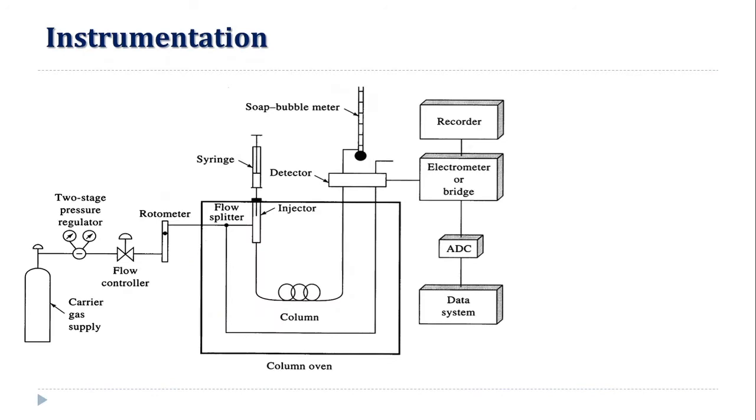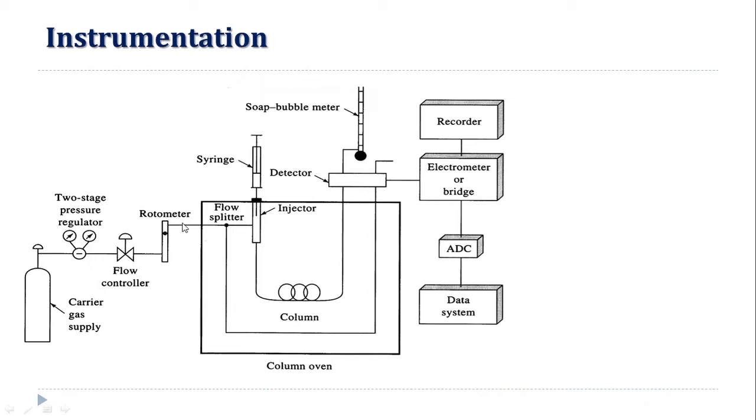So this is the block diagram for the instrumentation of gas chromatography. In gas chromatography, gas acts as the mobile phase. This is the cylinder which contains a carrier gas which carries the solutes along with it. That's why that mobile phase gas is called the carrier gas. The cylinder is attached with a two-stage pressure regulator, which regulates the pressure of the gas. This is the flow controller, so we can control the flow of carrier gas.